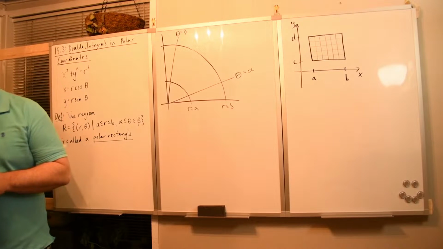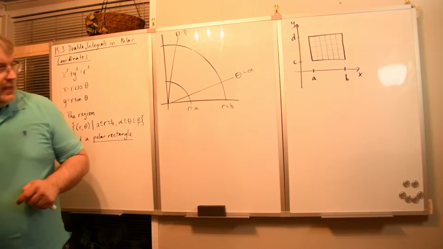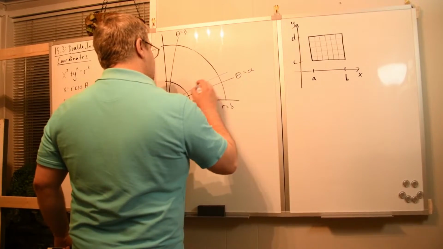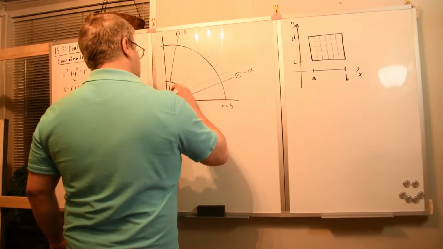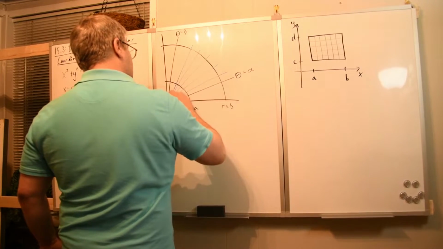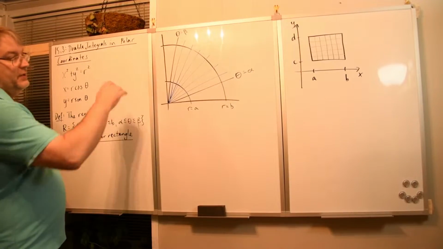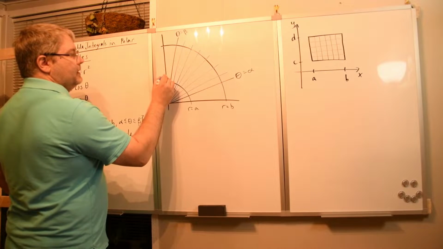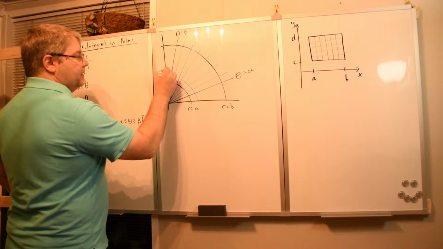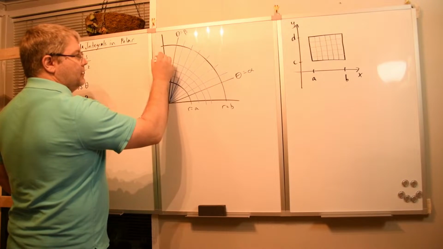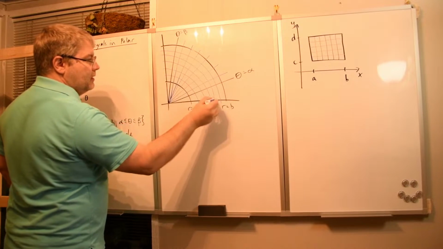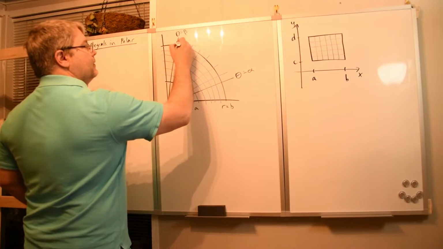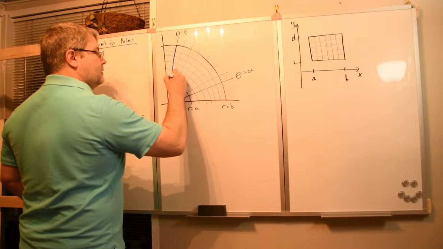And so if we were to do something like that, then we would get a whole bunch of different radial lines, perhaps, between theta equals alpha and theta equals beta, and then a whole bunch of different circles between r equals a and r equals b. And so you'd have a picture that looks something like this. And so now we have this original region that was sitting right here.